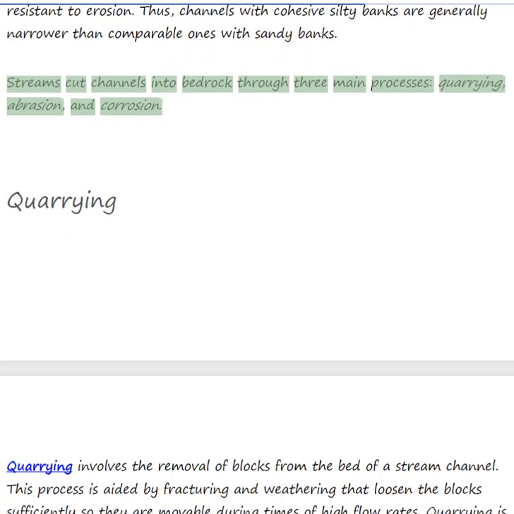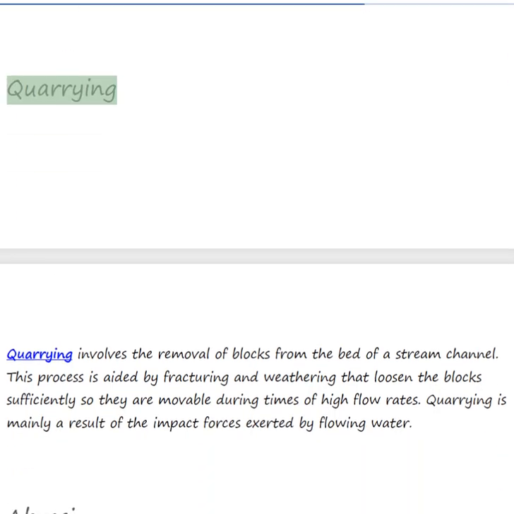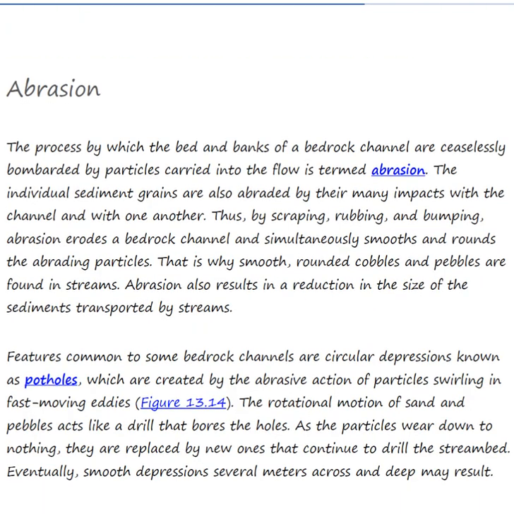Streams cut channels into bedrock through three main processes: quarrying, abrasion, and corrosion. Quarrying. Quarrying involves the removal of blocks from the bed of a stream channel. This process is aided by fracturing and weathering that loosen the blocks sufficiently so they are movable during times of high flow rates. Quarrying is mainly a result of the impact forces exerted by flowing water.